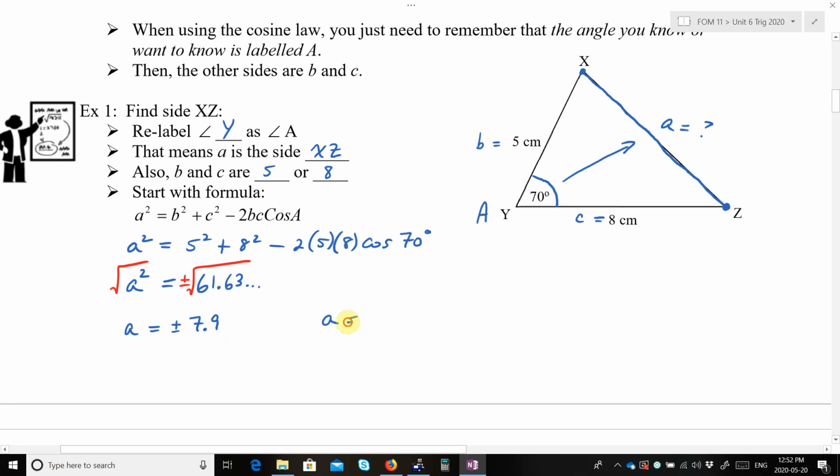Since A is the length of a side of a triangle, we're just going to take the positive, and we're going to say that A is 7.9, and that is centimeters. Reject negative answer.